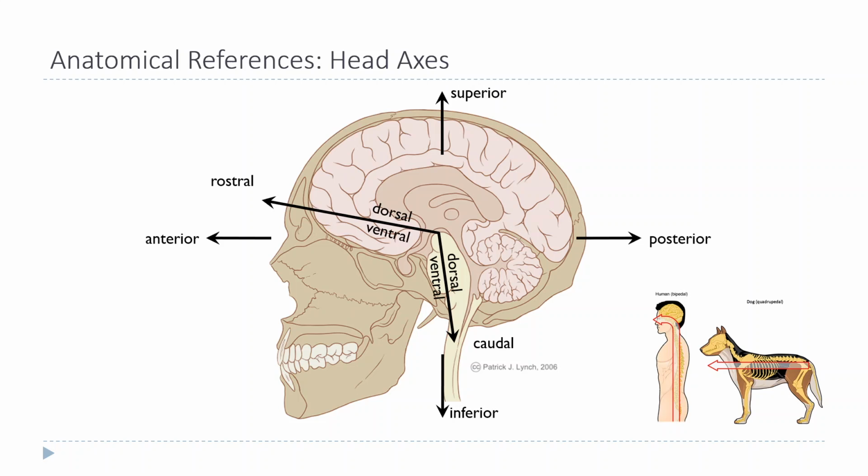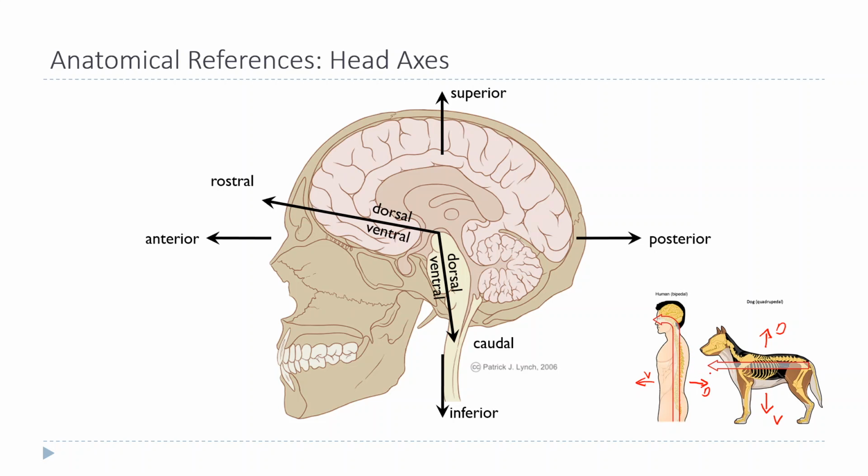Essentially, because we walk on our hind legs, you can think of those body axes as being rotated 90 degrees. If you're comparing a human to a dog, for example, this would be the dorsal-ventral axis of the dog: dorsal going up, and ventral going down. For humans, it's essentially rotated. So this direction is dorsal, toward your back, and this direction is ventral, toward your stomach, or your belly.